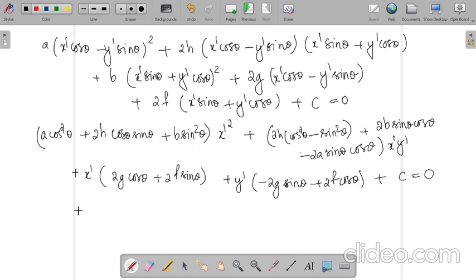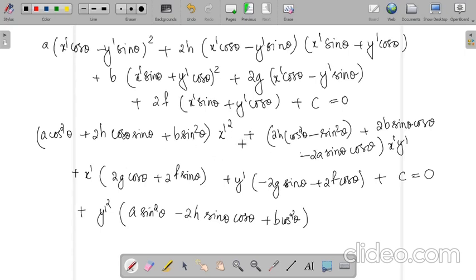So I missed out the coefficient of y dash square. So y dash square, the coefficient is, okay, a sin square theta, minus 2h sin theta cos theta, and from here you will get b cos square theta. So that completes our equation in the standard form.